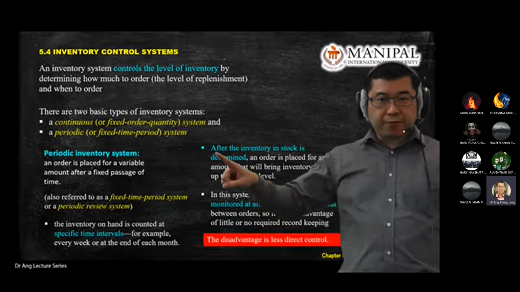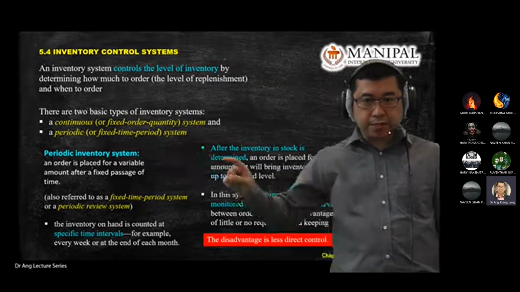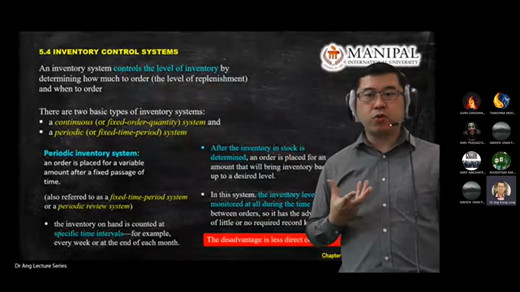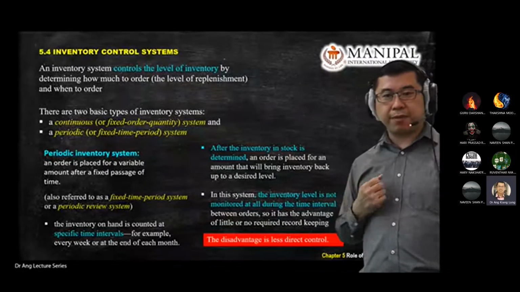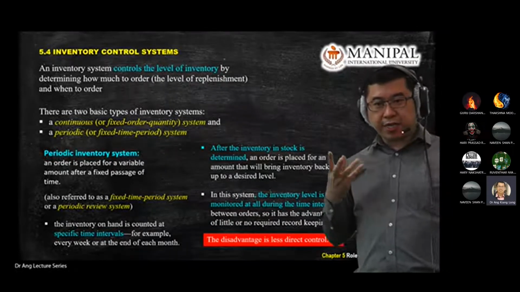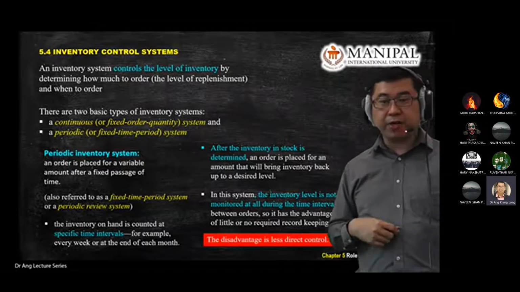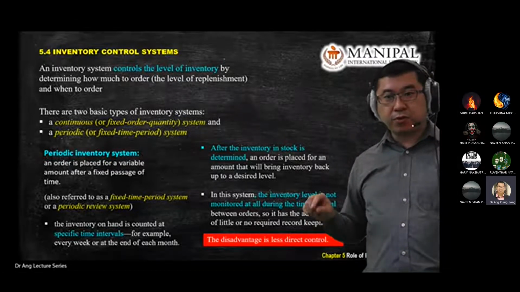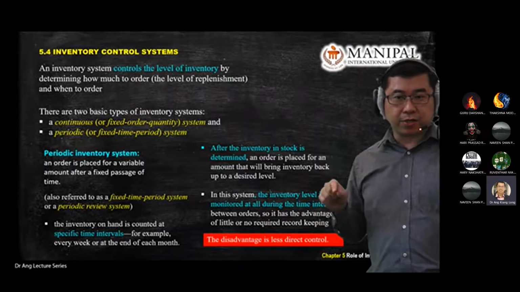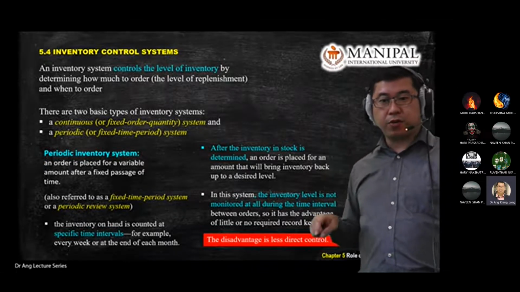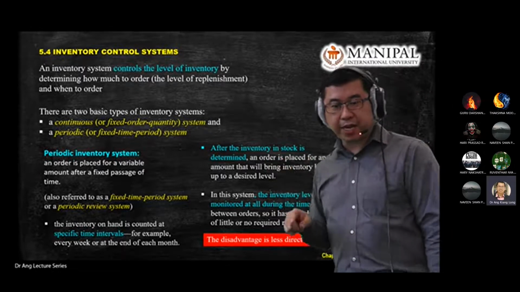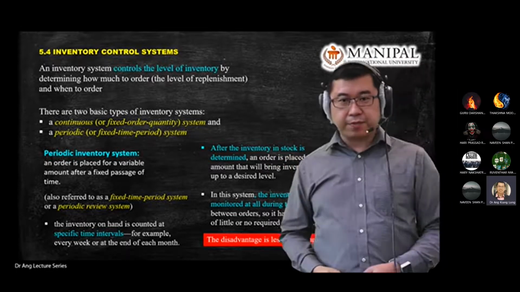Only one drawback for the periodic system is that there's no direct control. It means you cannot know what is the real time demand. You don't know how many items were already sent out at that particular time in real time. You can only check after you set the alarm clock, after maybe 1 week. Then only you know, oh, after 1 week, how many I sold that week. You cannot check the real time unit.